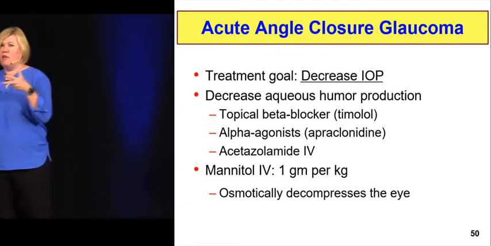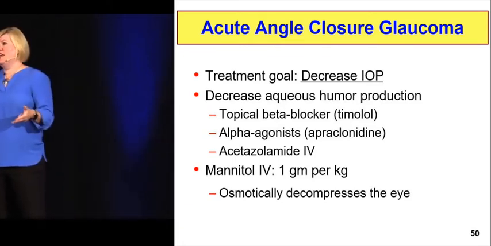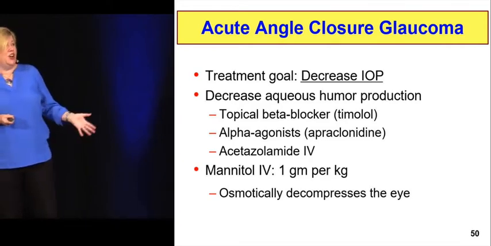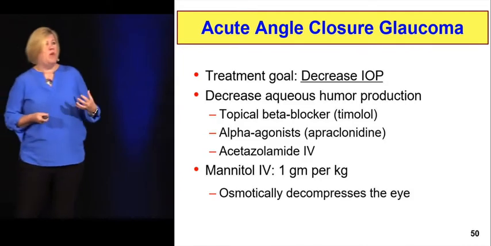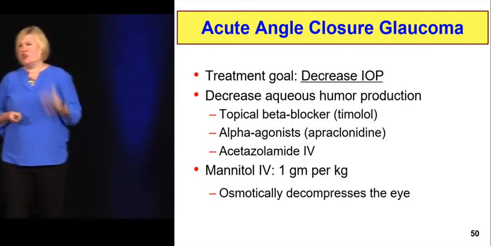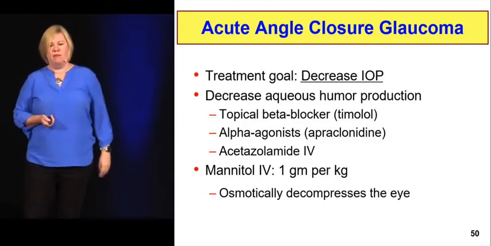So these are kind of our menu of options. In addition, you could even go as far as to give an osmotic agent like mannitol. And the dose would be 1 gram per kilo, and you give that IV, and the hope is that it kind of sucks out some of that pressure and decreases again the aqueous humor that's in that intraocular compartment.